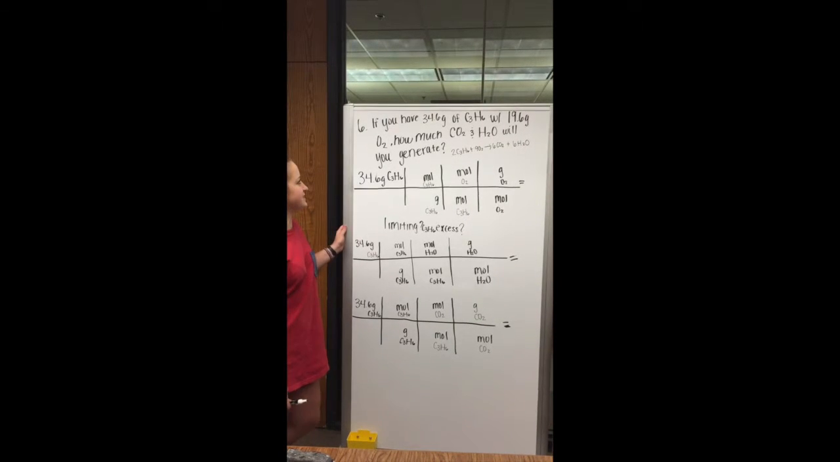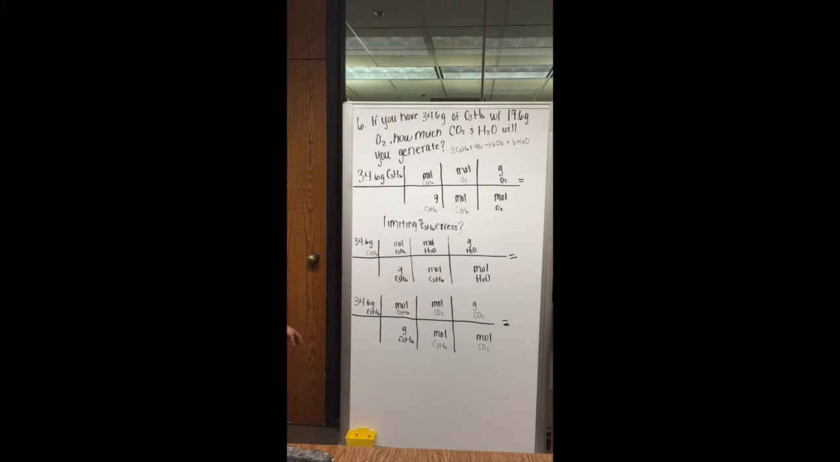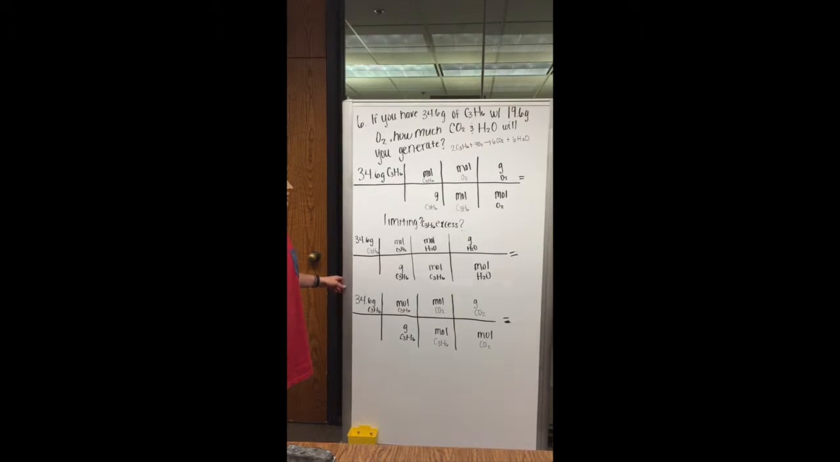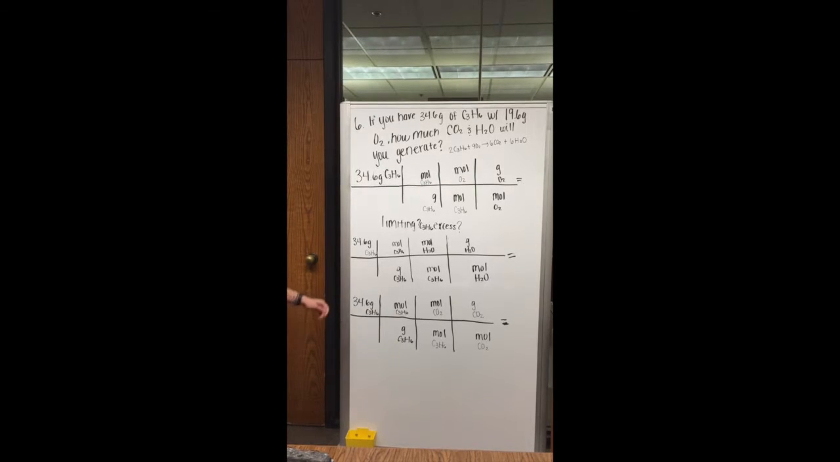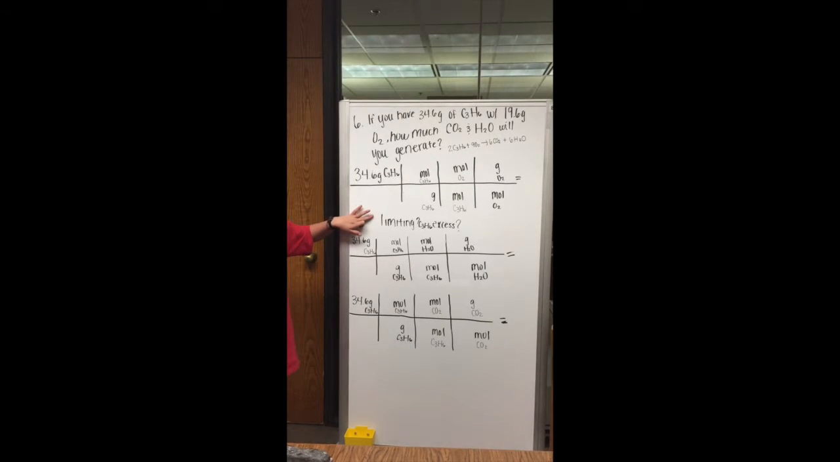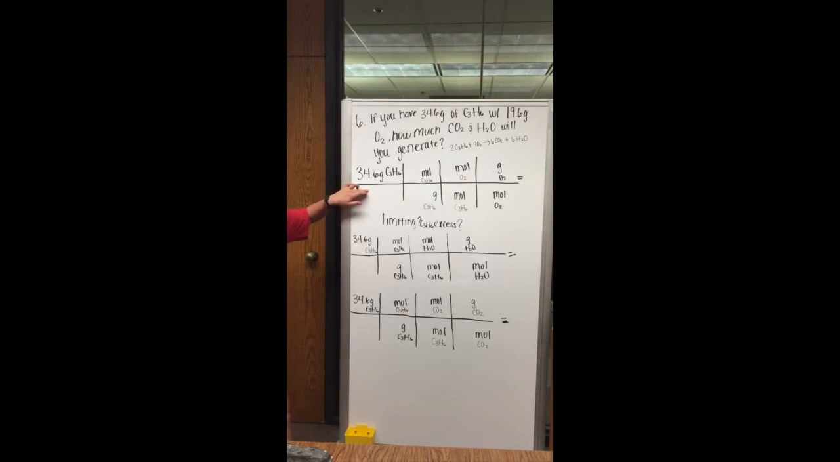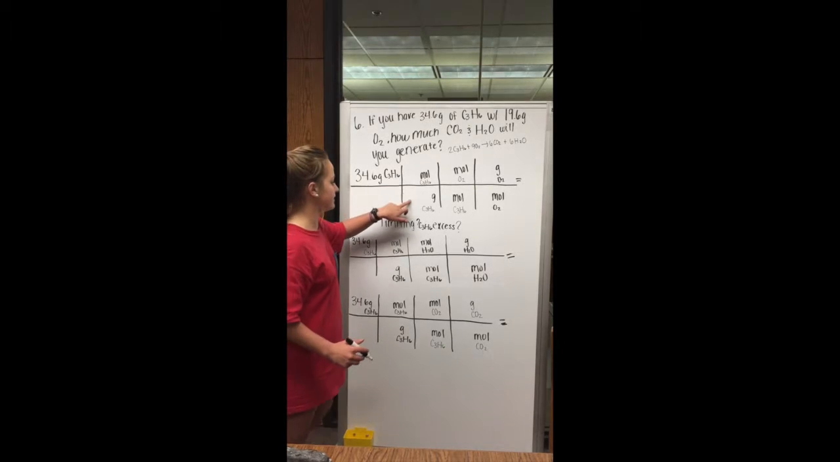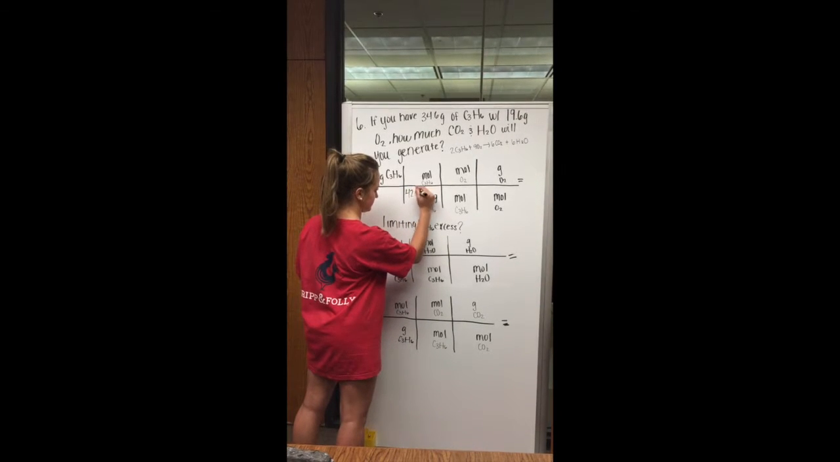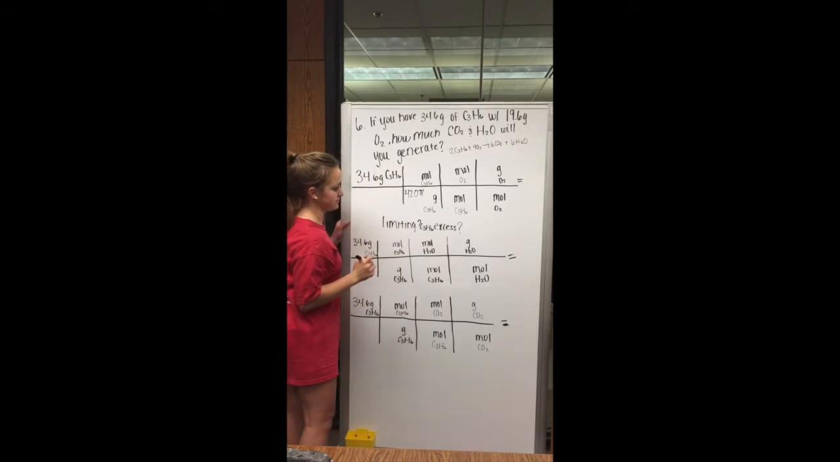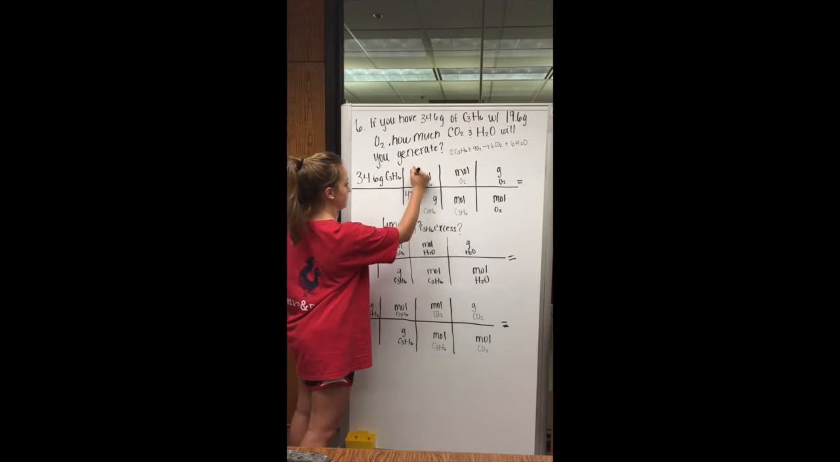Okay, for question 6, we're going to be given 34.6 grams of C3H6 with 19.6 grams of O2, and then we need to figure out how much CO2 and H2O we can produce. So to start, we have to find our limiting reactant and our excess reactant. And so we're going to start with our molecule, 34.6 grams of C3H6, and that is 42.078 grams of C3H6 for every 1 mole.